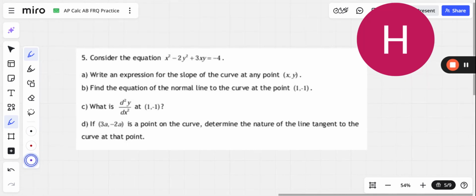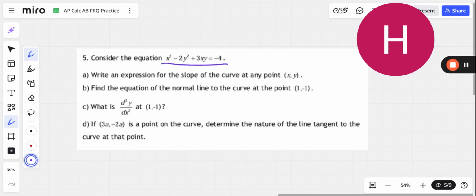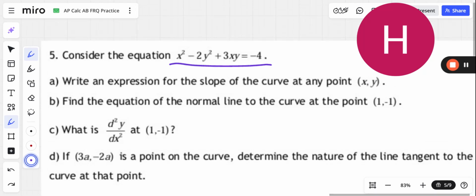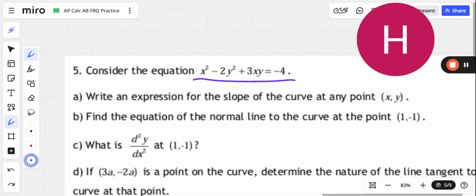Now, we have this equation which has x and y in it. Y is in multiple places. We're not going to be able to isolate the y. We have a y squared and a y, so we're not going to be able to simplify just a y expression on one side, which means implicit differentiation.